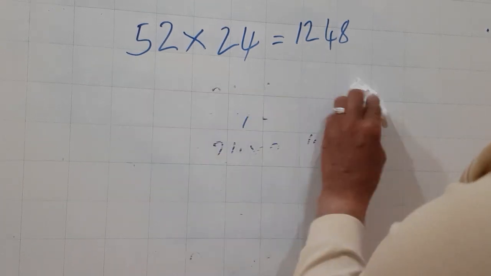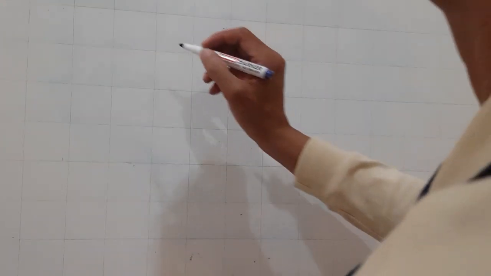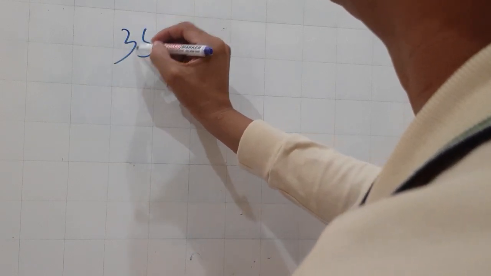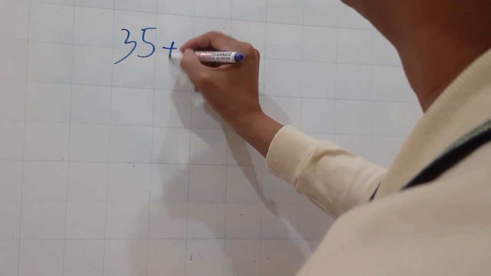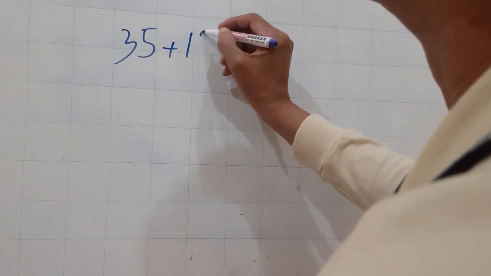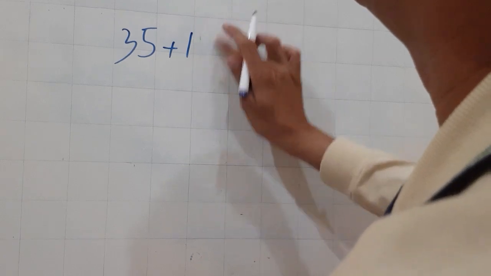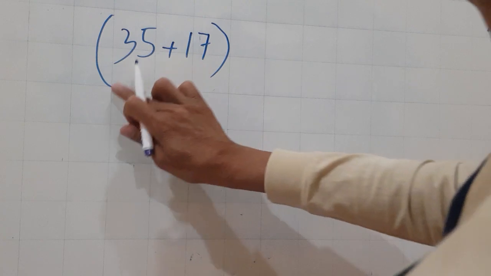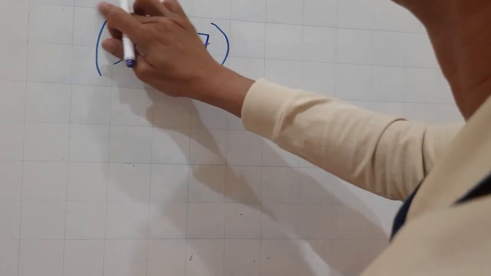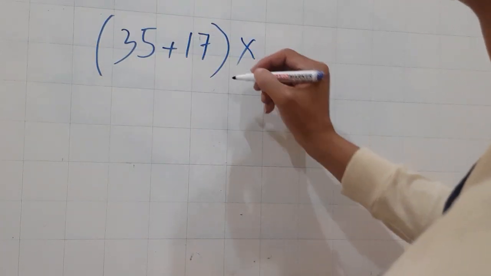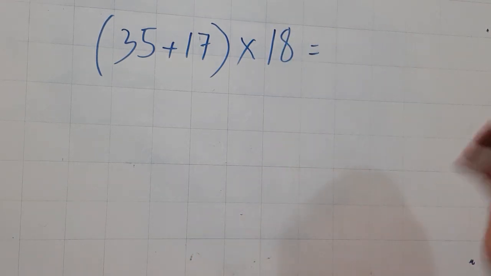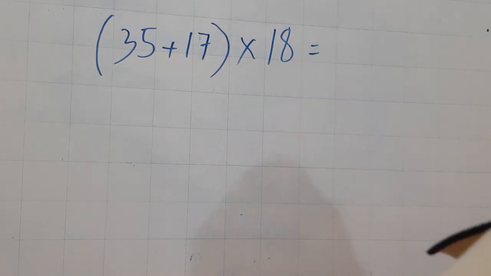Okay. Example, one more thing. So you, another person. 35 plus 17 times 18. How much? So it's like that.